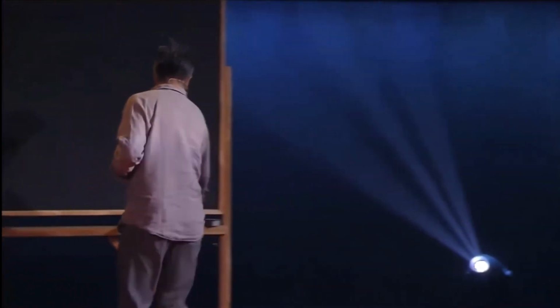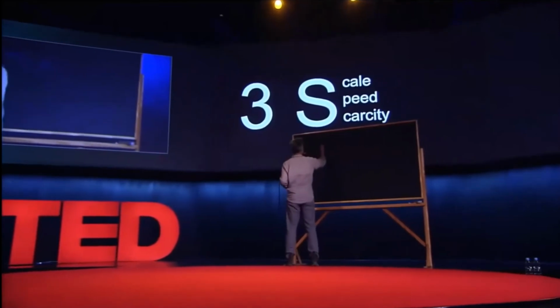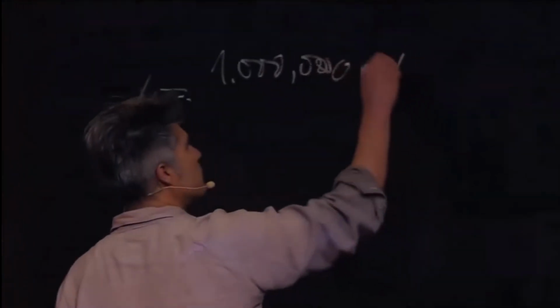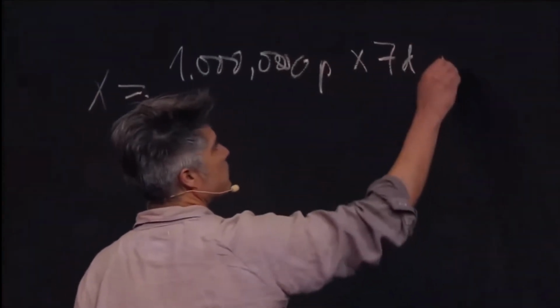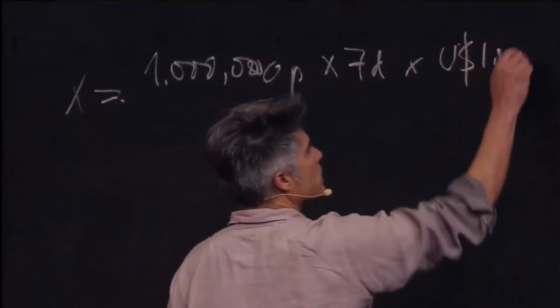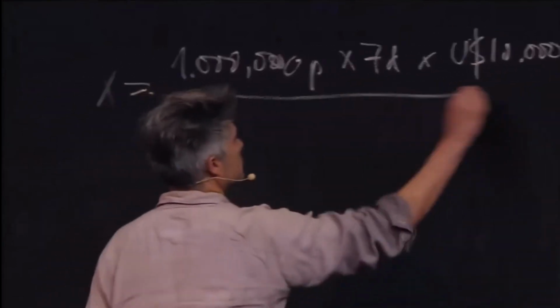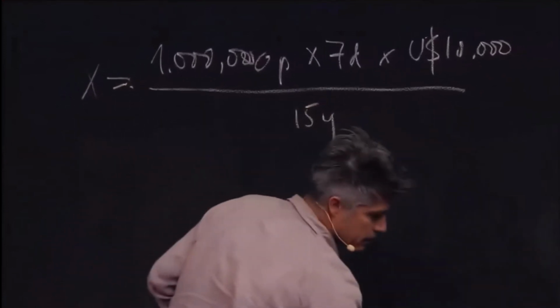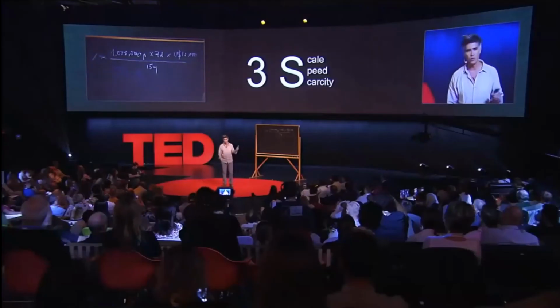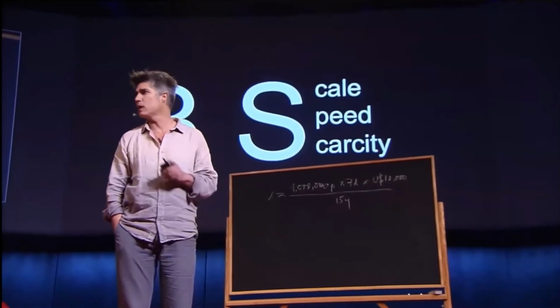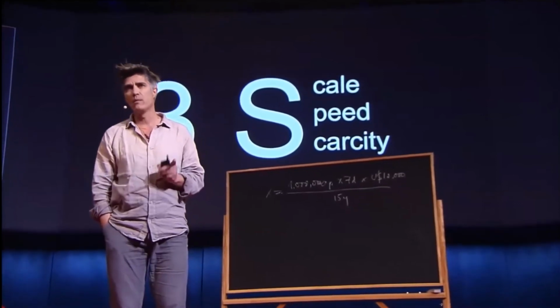That means that we will have to build a 1 million people city per week with $10,000 per family during the next 15 years. A 1 million people city per week with $10,000 per family. If we don't solve this equation, it is not that people will stop coming to cities. They will come anyhow, but they will live in slums, favelas, and informal settlements. So what to do? Well, an answer may come from favelas and slums themselves.